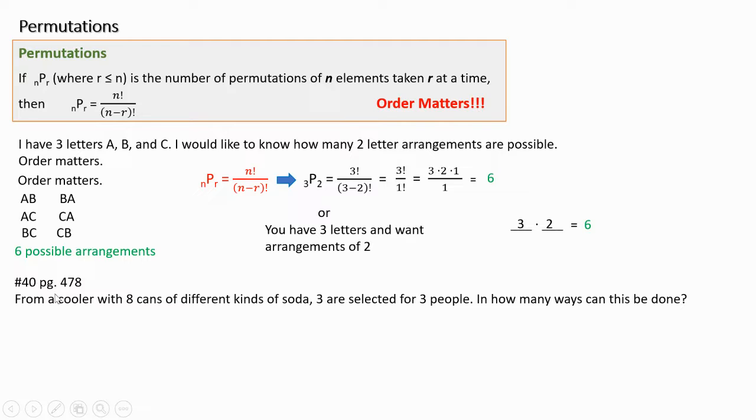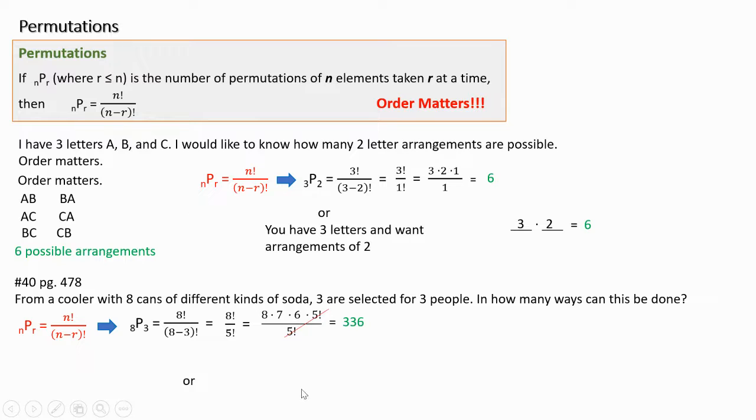Okay, now this is number 40 on page 478. It says from a cooler with 8 cans of different kinds of soda, 3 are selected for 3 people, and how many ways can this be done? So by using the formula, we have 8 permutation 3, which will be 8 factorial over 5 factorial, right? So here we stop at 5 factorial, that way they can cancel. That's equal to 1. So we're left with 8 times 7 times 6, and the answer is 336. So there are 336 possible arrangements.